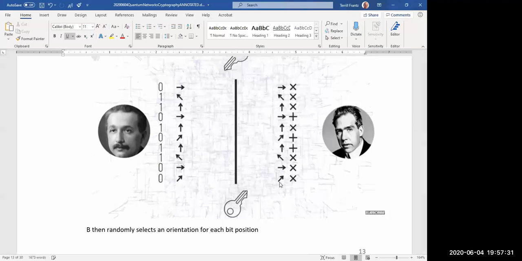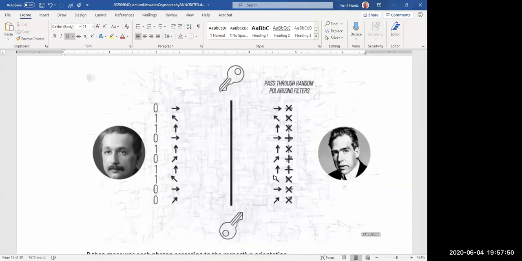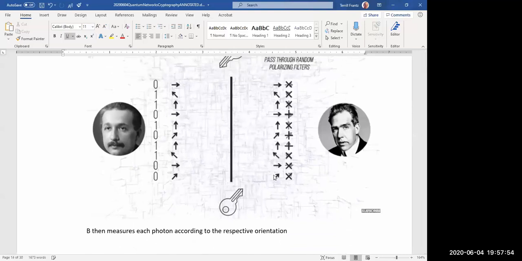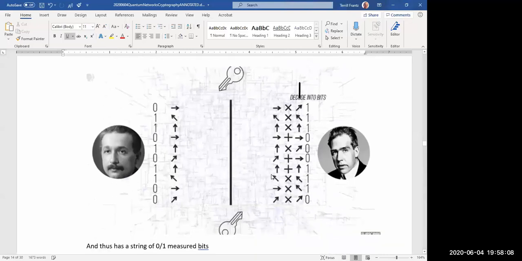B then randomly selects, because B doesn't know the orientation or the basis of these photons, some bases in which to measure these photons. And therefore, when B measures those photons using the randomly selected basis, aka the polarizing filters, B will then decode the photons according to the basis that B selected. So think about those polarizing filters or those sunglasses at work here. So B then deciphers or transforms the decoded photons into bit values.